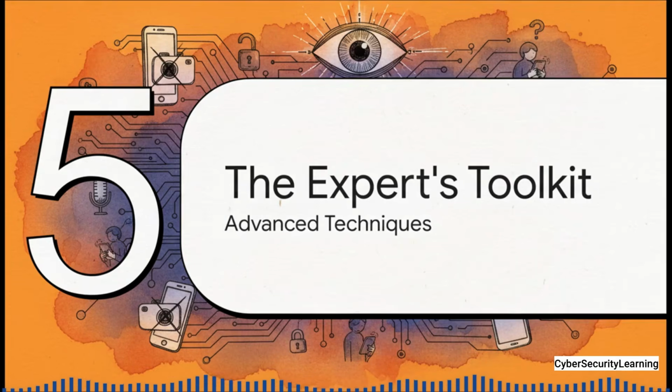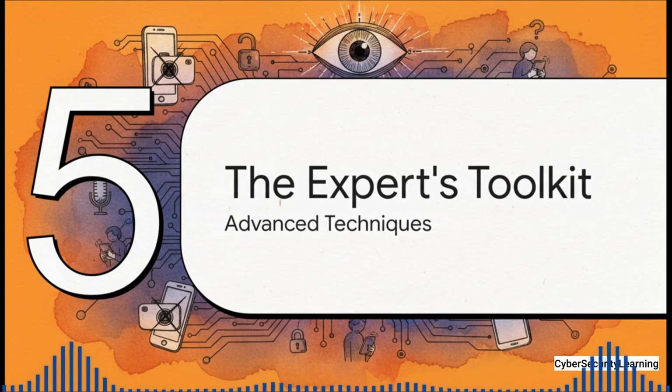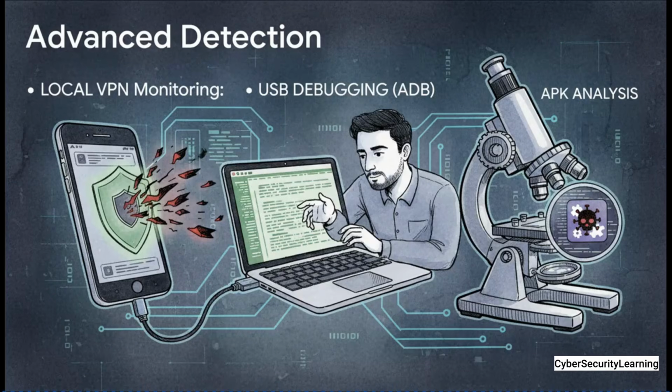All right, now let's shift gears a bit. This next part is for our more technical viewers out there. If you're comfortable getting your hands dirty, maybe with a command line, there are some seriously powerful ways to find definitive proof of spyware on your device. So for a really deep investigation, you can use a local VPN app like MicGuard. It lets you see and even block internet connections on a per-app basis right from your phone.